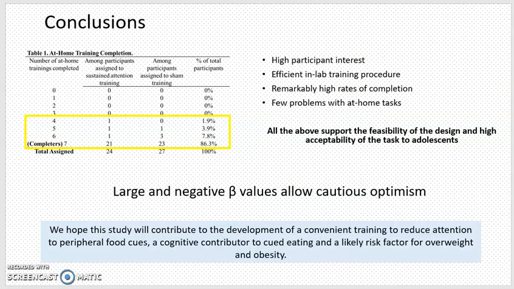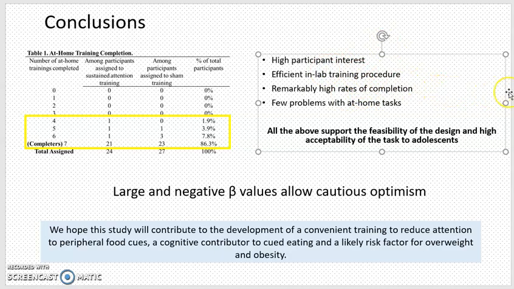Moving on, the conclusions we drew from this experiment were that we had very high completion, very high compliance with the at-home training parts. We had 86% of participants complete all 7 of their at-home trainings. That's across both conditions. And we had about 98% of people complete 5 to 7 trainings, which is very high compliance, higher than I thought we would get. Another procedural finding was that we had very high participant interest, which was very promising.